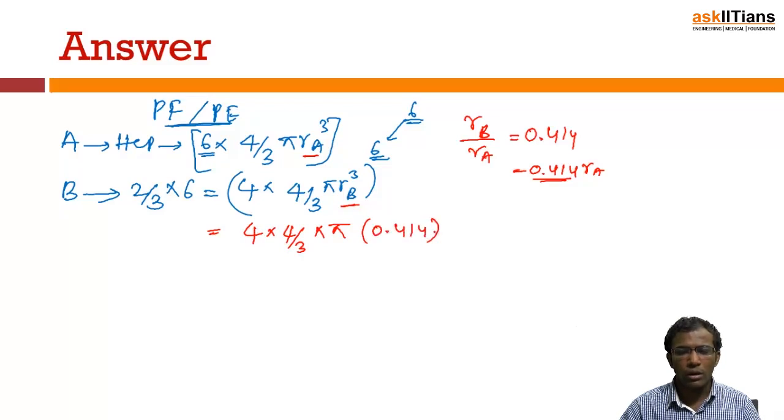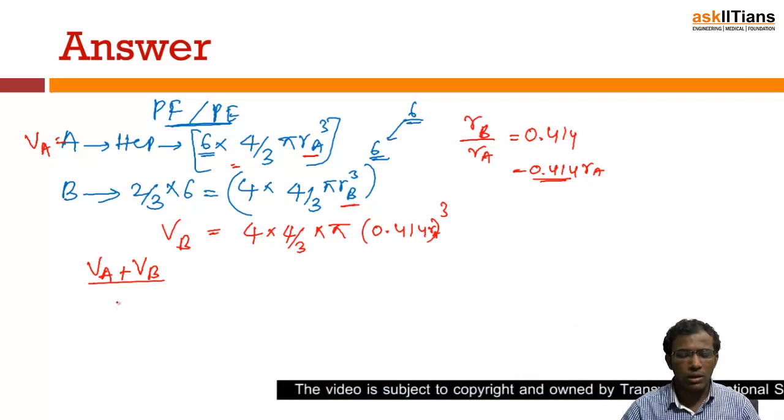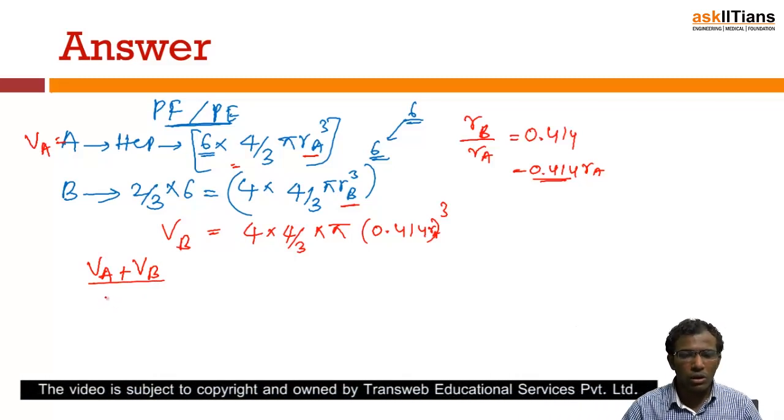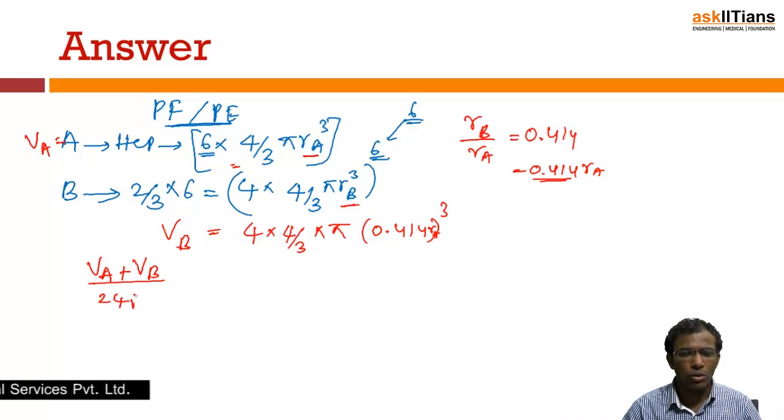0.414 RA cube. So this is the volume occupied by the particles of B, and this is the volume occupied by the particles of A is this much. Now we can calculate the total volume occupied by the particles, which is VA plus VB, divided by the volume of the HCP unit cell as a whole. If you recall, the volume of the HCP unit cell is 24 root 2 R cube.